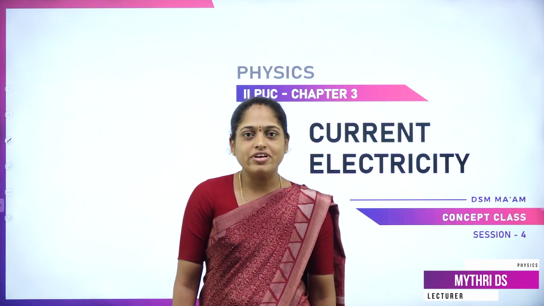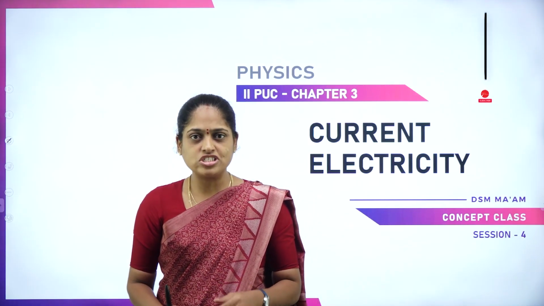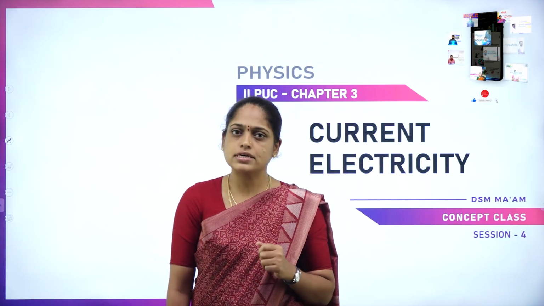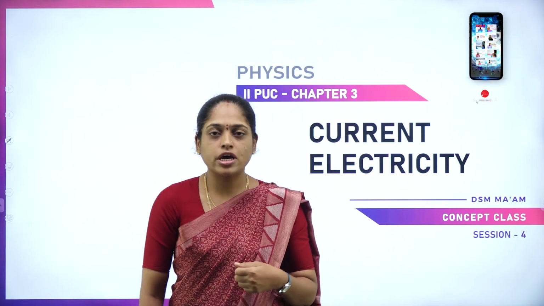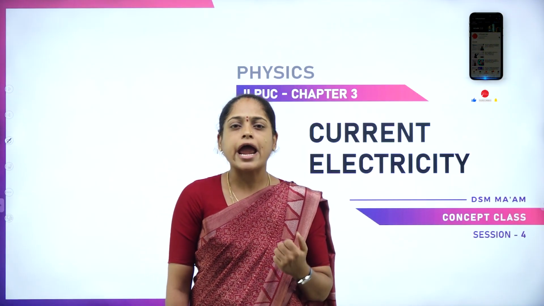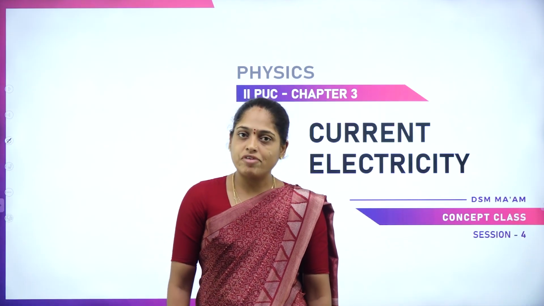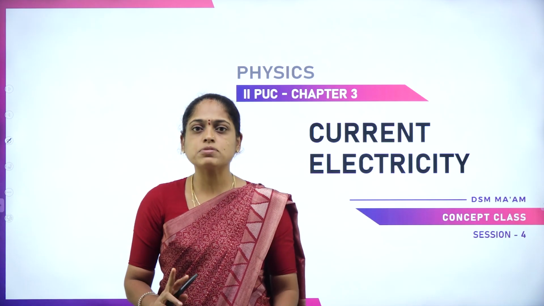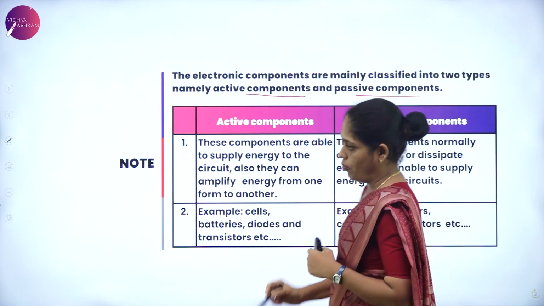In this session, we will understand the cell. Till now, in these 3 chapters, you have studied 2 components, that is resistors and capacitors. The resistor opposes the current flow in the conductor, and the capacitor stores the charge. On the basis of their function, electrical components are divided into 2 types, that are active components and passive components.